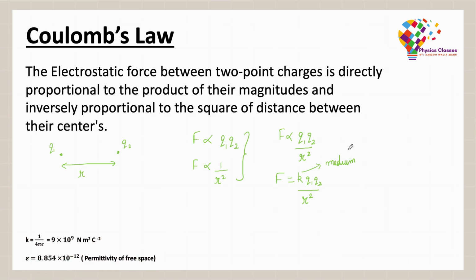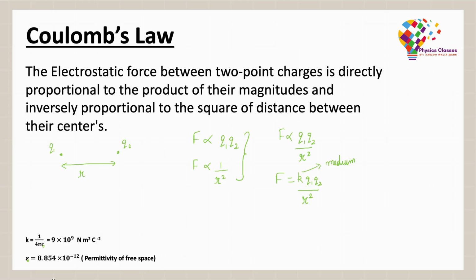K is basically 1 by 4 pi epsilon naught, and its value is 9 into 10 to the power 9 Newton meter square Coulomb to the power minus 2. So here we are making use of epsilon naught. Epsilon naught is basically the permittivity of free space.